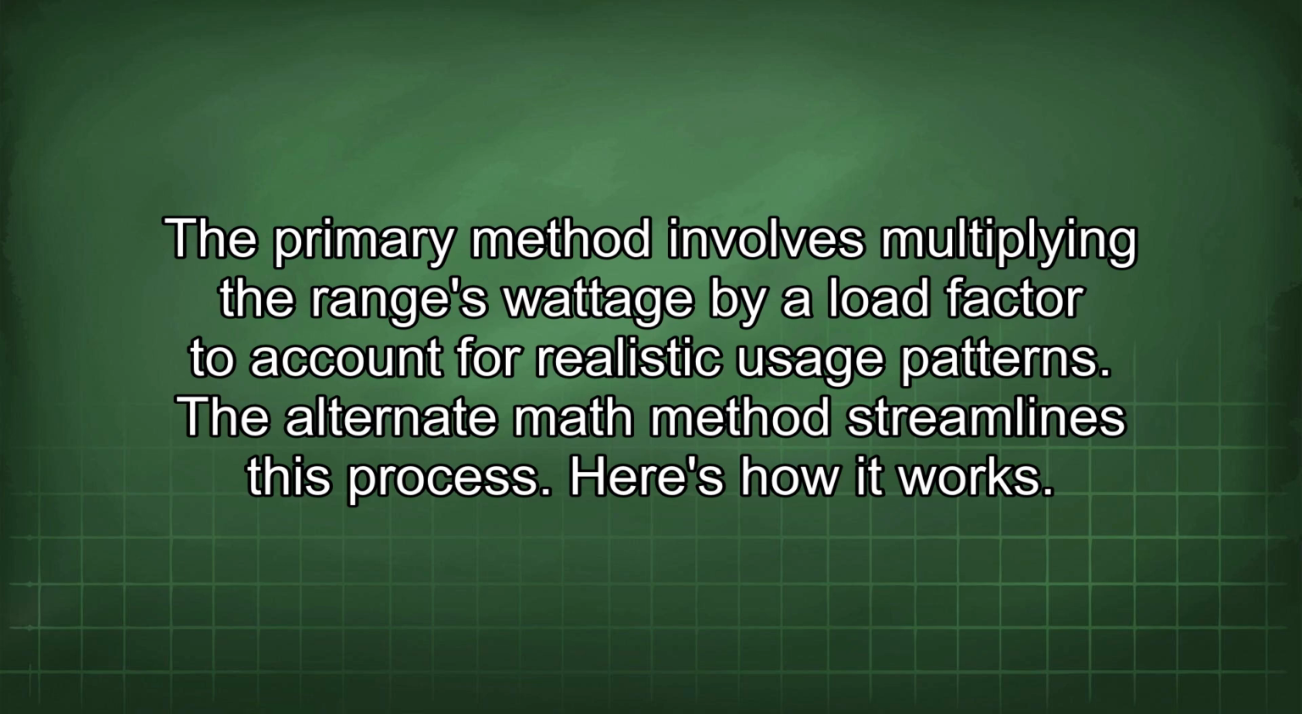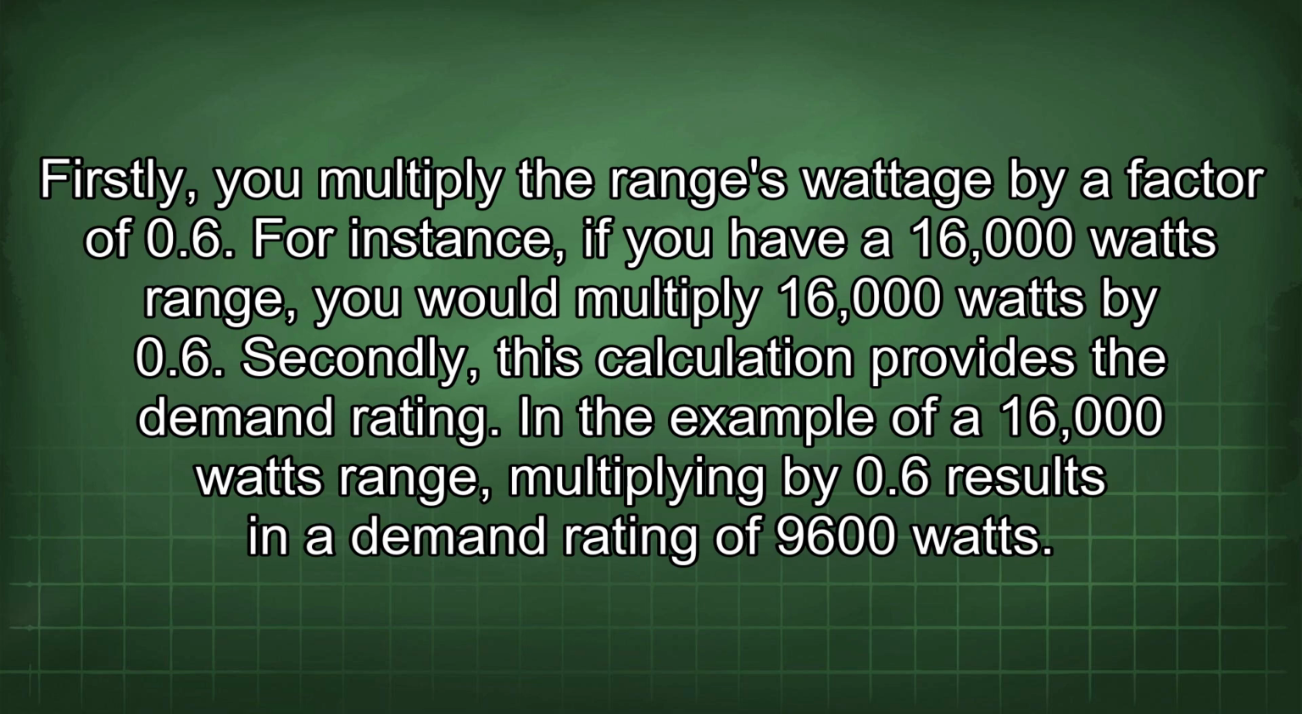Here's how it works. Firstly, you multiply the range's wattage by a factor of 0.6. For instance, if you have a 16,000 watts range, you would multiply 16,000 watts by 0.6. Secondly, this calculation provides the demand rating. In the example of a 16,000 watts range, multiplying by 0.6 results in a demand rating of 9,600 watts.